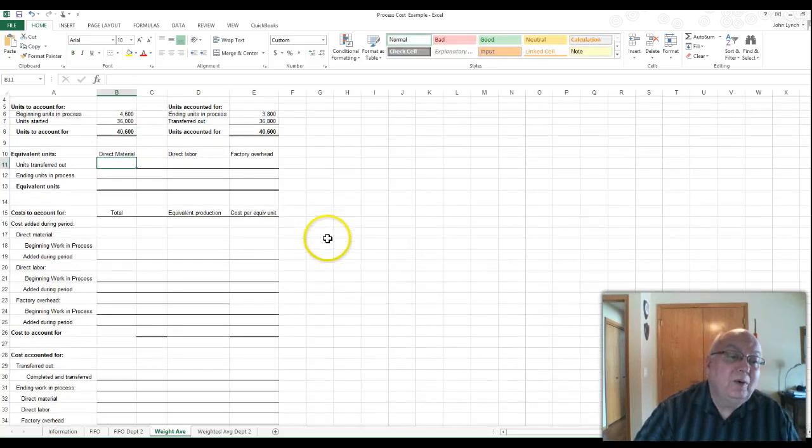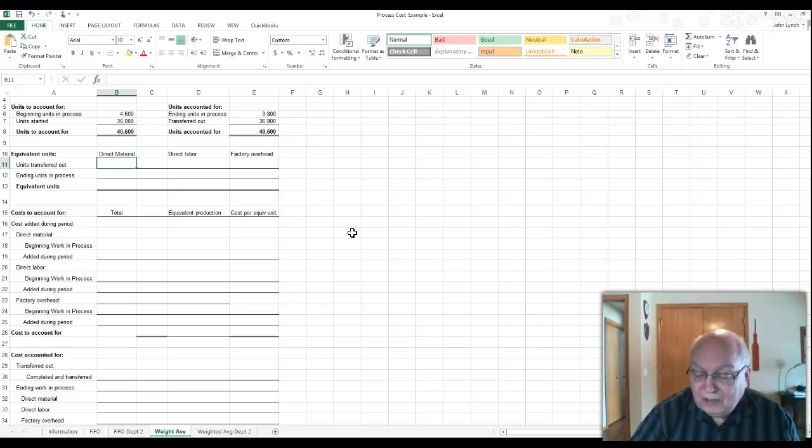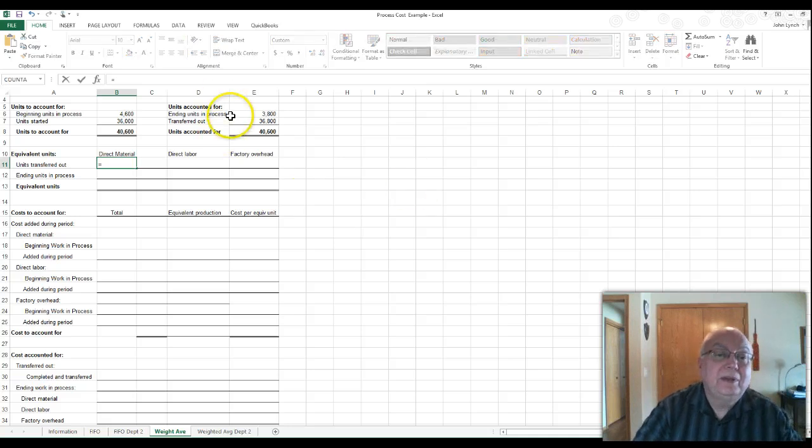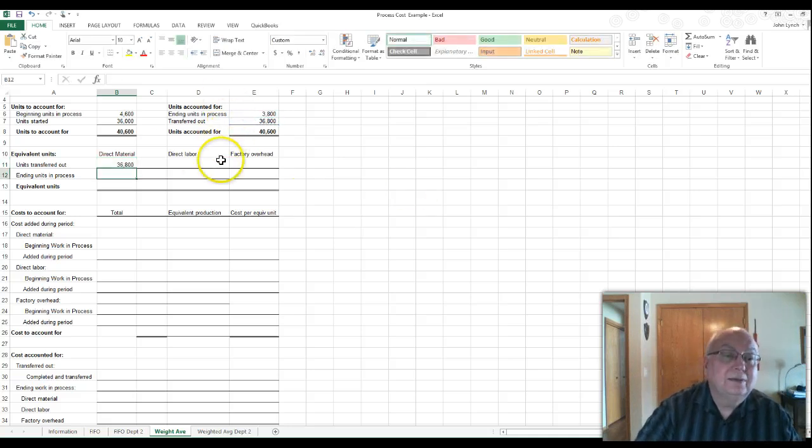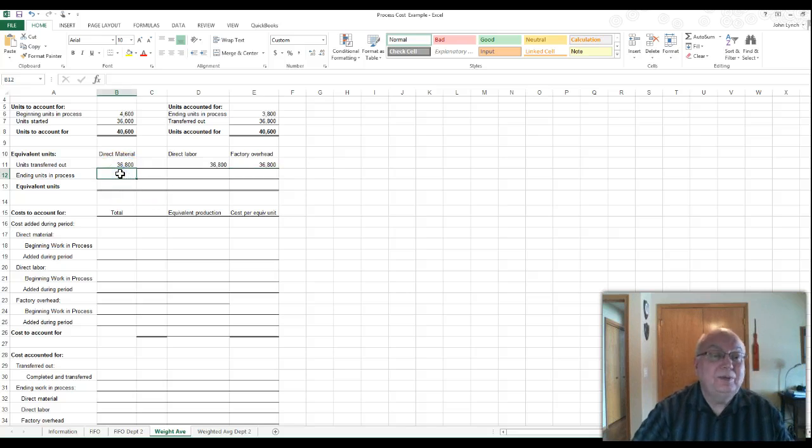Okay, you notice the equivalent unit section on this one's a little shorter because we don't worry about what we started. This is an average. So the units transferred out will simply be the 36.8. And that is all the way across. Whoops, I can't do it that way, because I did a cell reference, didn't I? I didn't aim to do that on this. Okay, 36.8.